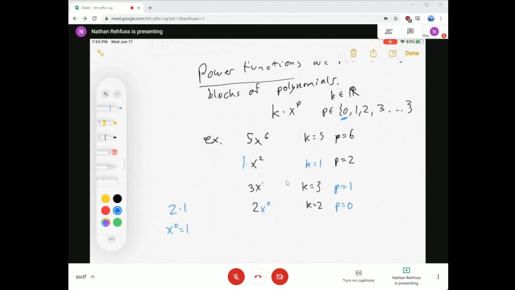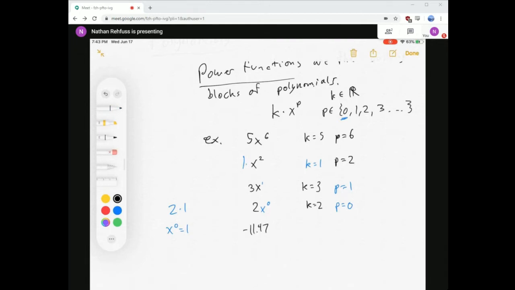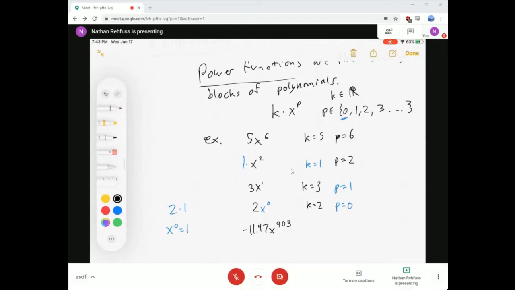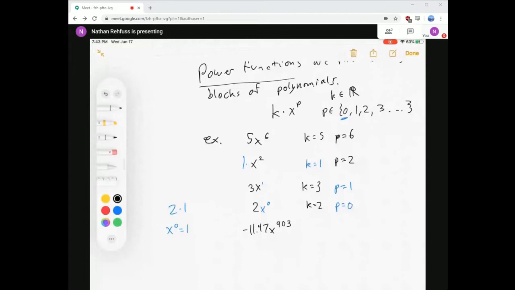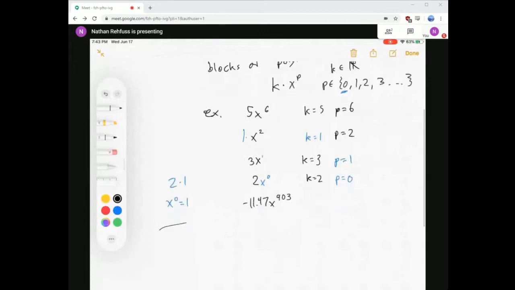So these are different kinds of power functions. The only other variation is that I could have something like negative 11.47 x to the 903 if I wanted. That would also be a power function: k equals negative 11.47, p is 903. We're not going to deal with power functions that ugly usually, but that's what a power function is. Power functions are the building blocks of polynomials.